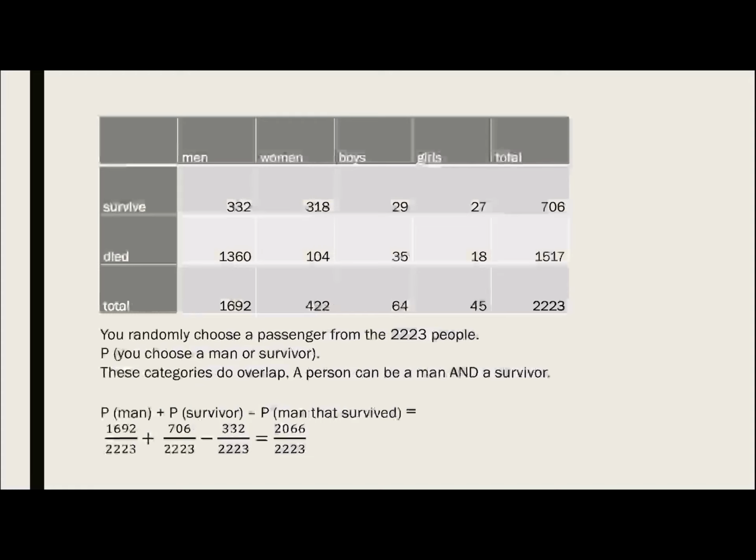Okay, so there's 1,692 men, 706 survivors. We're going to subtract the men who survived, which is 332. And the denominator stays the same because probability means out of the total. The total stays the same, 2,223, every time.